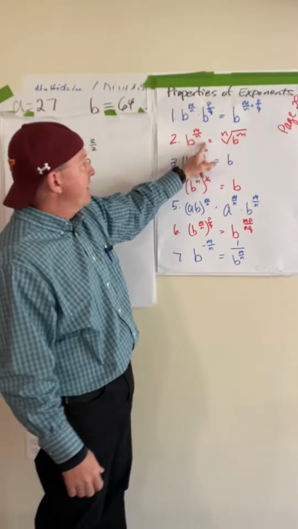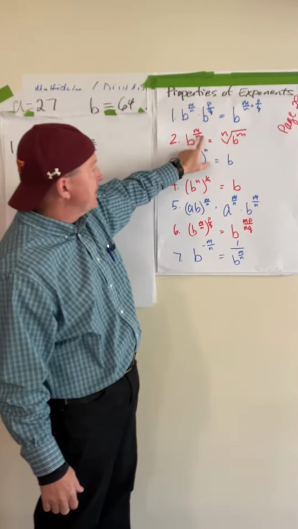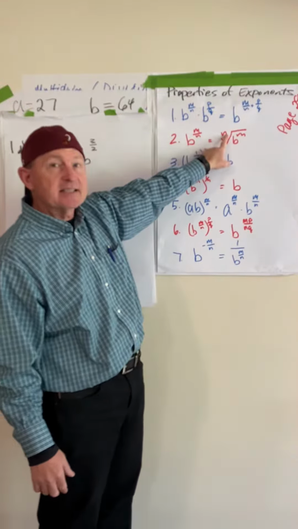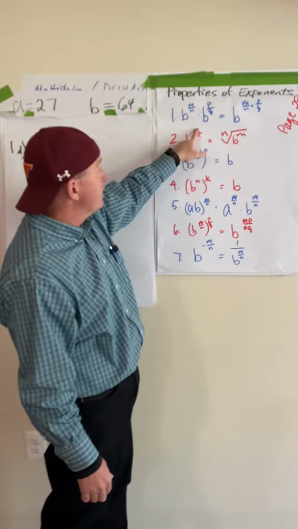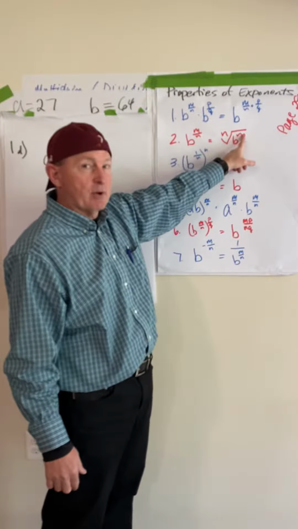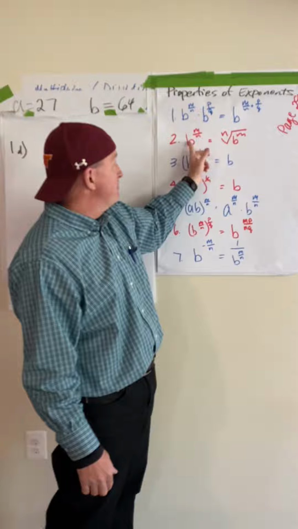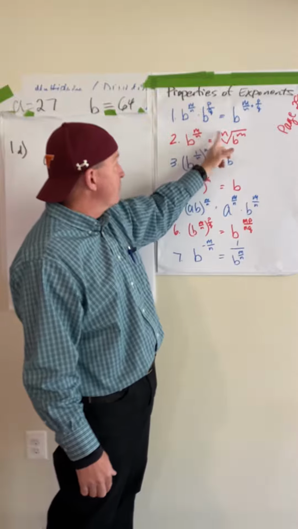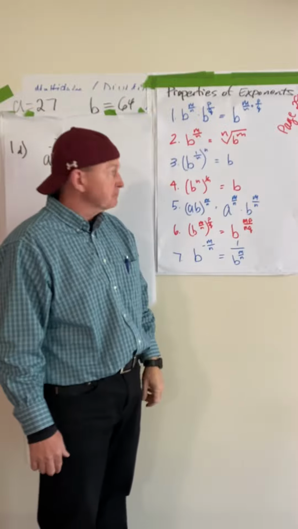For b to the m over n, the little n becomes the index inside the radical, and the m on top stays as the exponent. So b to the m over n is the nth root of b to the m.